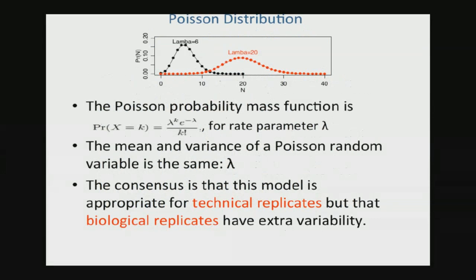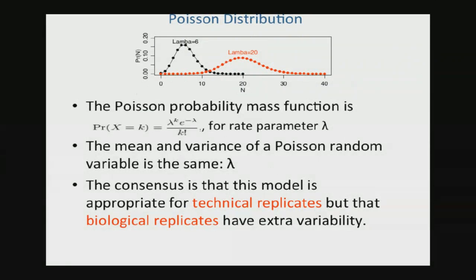Now why do we want to use the Poisson distribution? Because it has a very nice property. The mean and the variance of a Poisson variable are the same, equal to the rate parameter lambda. This is a very nice property. But one thing with the Poisson is this lambda. If we use the Poisson distribution to model the RNA-seq read count data, that means the variance is lambda.